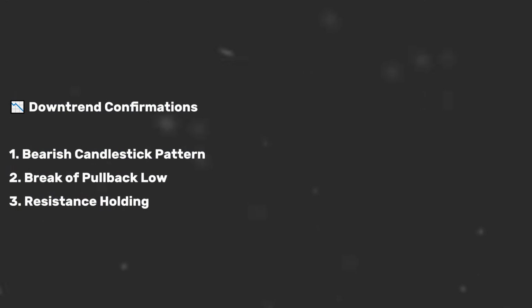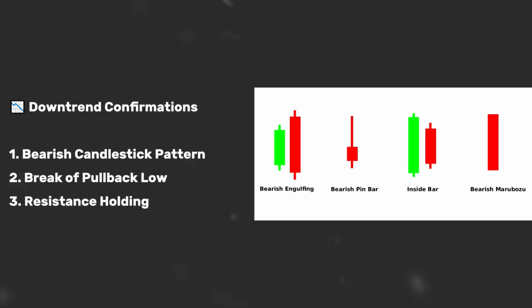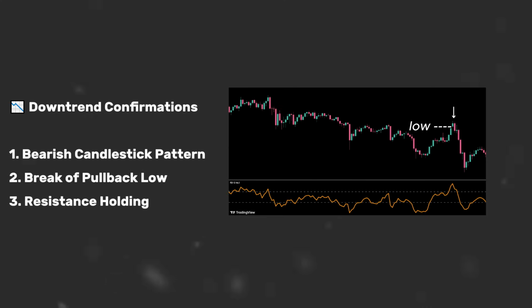In a downtrend, the logic is similar but reversed. Wait to see one of these signs. 1. Wait for bearish candlestick patterns like a bearish engulfing, bearish pin bar, inside bar breakout, or bearish Marubozu. 2. Look for the price to break below the low of the last bullish candle from the pullback. This confirms that the pullback is over and the downtrend is resuming.